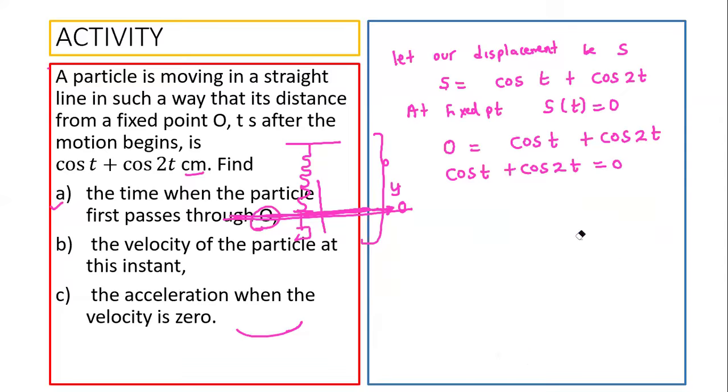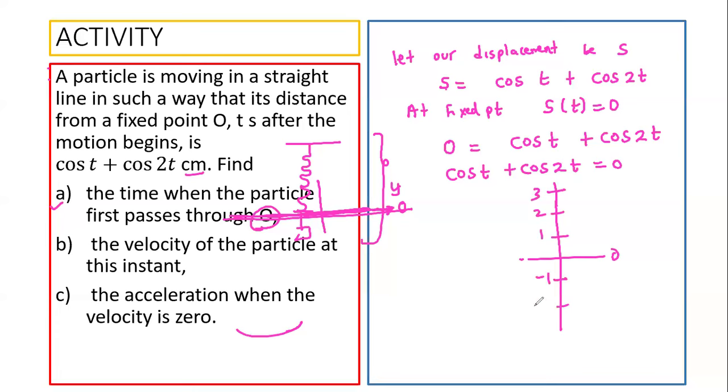Okay, yes, Queen. Let me first answer Queen and then we continue. Good afternoon, teacher. Yes, good afternoon. So my question is, we've been told that a particle is moving in a straight line in such a way that its distance from a fixed point O is cos t plus cos 2t. But then we are equating that distance from a fixed point to the distance at the fixed point. Like where are we equating? Where are we saying 0 is equal to the other distance, yet 0 is at the fixed point and this distance is from the fixed point?